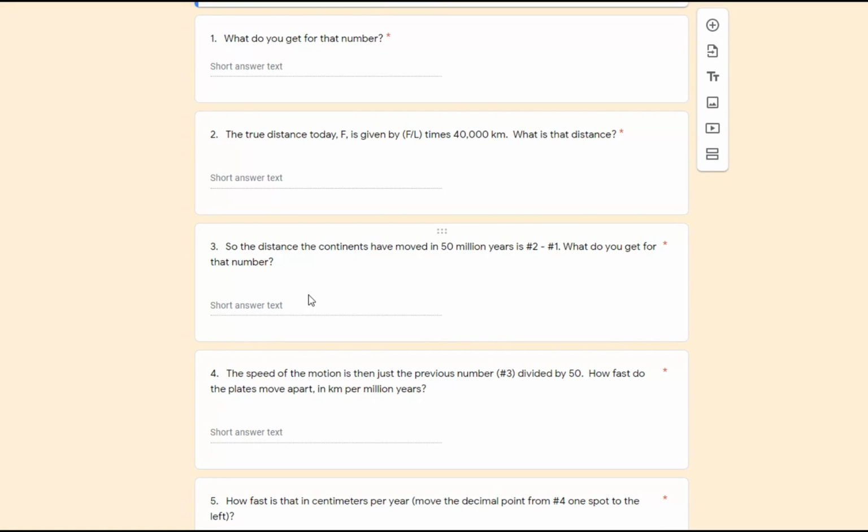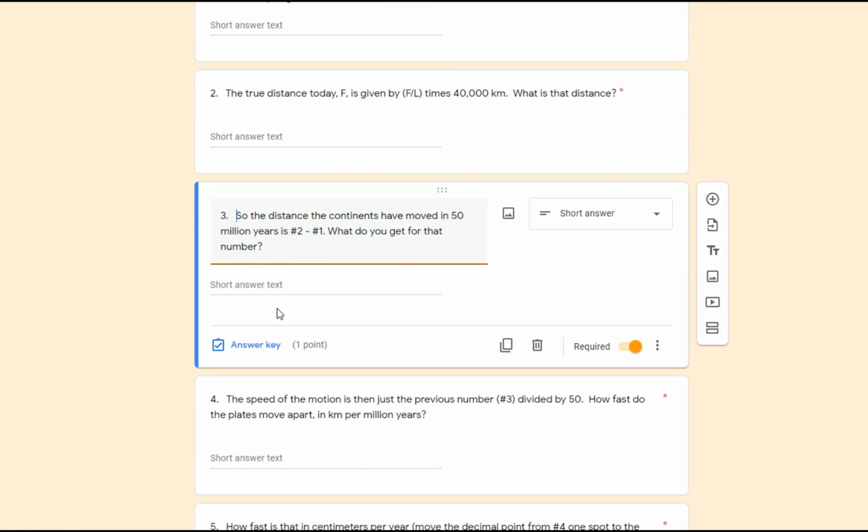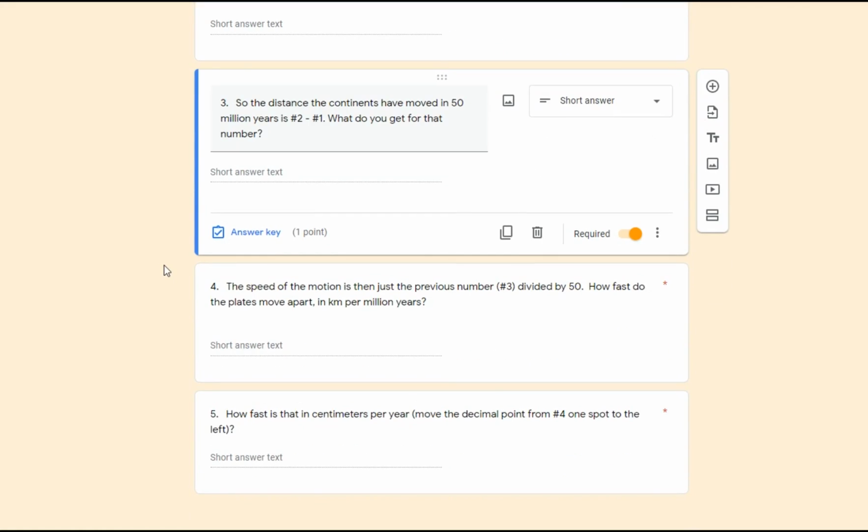Number 3, the distance the continents have moved in 50 million years, is just a simple subtraction. Subtract this number and that number. So number 2 minus number 1, that's going to give you the answer for number 3. Okay? Number 4, the speed of the motion, is just essentially taking this number from number 3 and dividing by 50, because it's 50 million years. So you just divide by 50, and that's going to be your number right here.